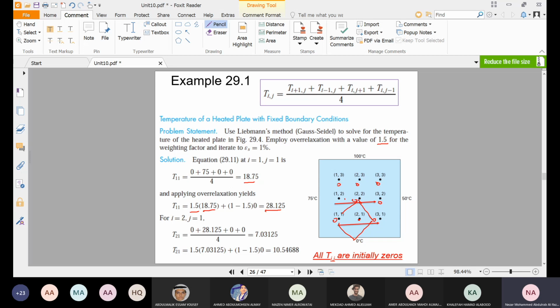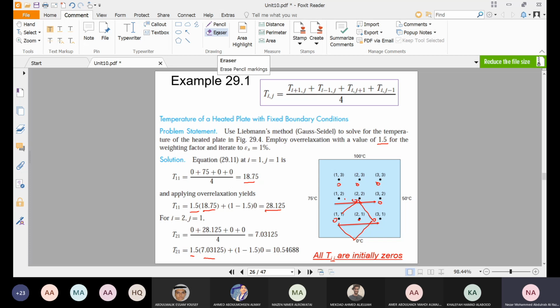So we have 0, 22.125 plus 0 plus 0 over 4. We take them. After that, we use the relaxation or over-relaxation. This is lambda. This is the new value, plus 1 minus 1.5, it's lambda, multiplied by the old value, which is 0.